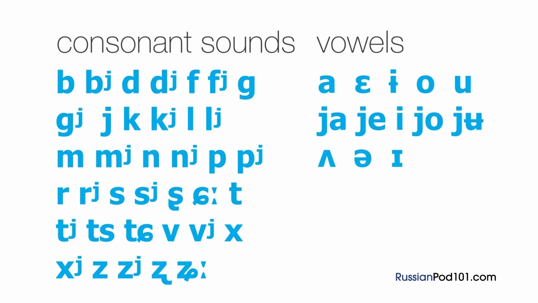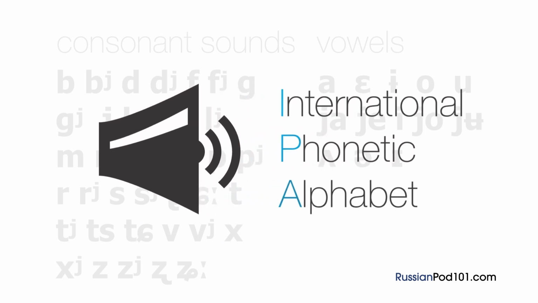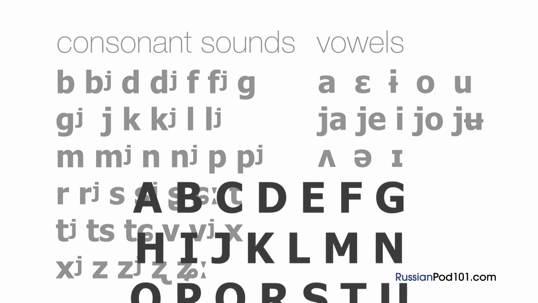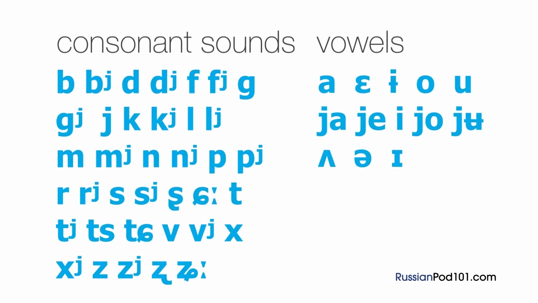Each symbol that you see here represents a single sound determined by the IPA, which is a standardized way to represent sounds without the baggage that's usually involved with traditional letters. By using all of these sounds, you can form every single word in Russian.